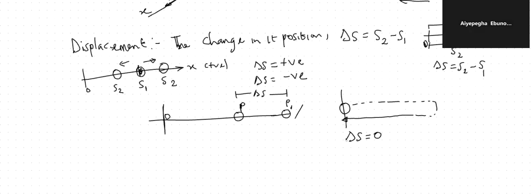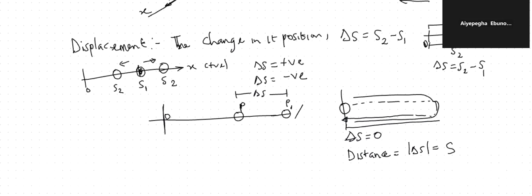Now, the distance covered is the magnitude of displacement, and is usually positive. So how do I calculate the distance covered? The distance covered is the total length of path that this particle moves. So it moves like this and like this. Let's say this total length is 5 meters.